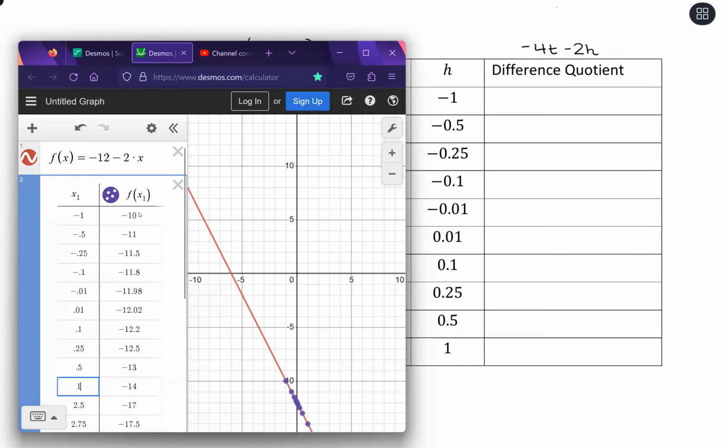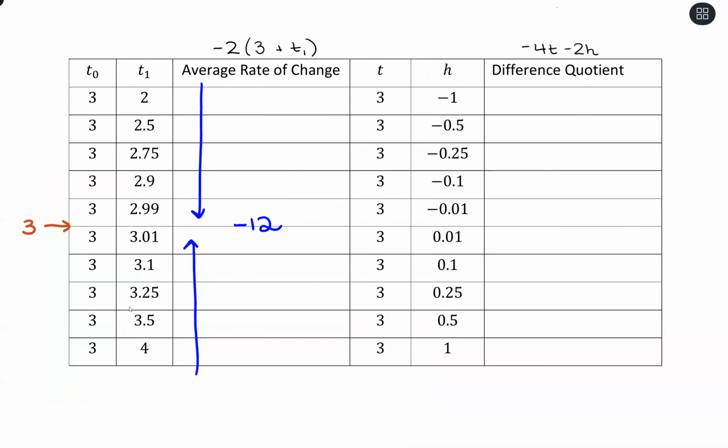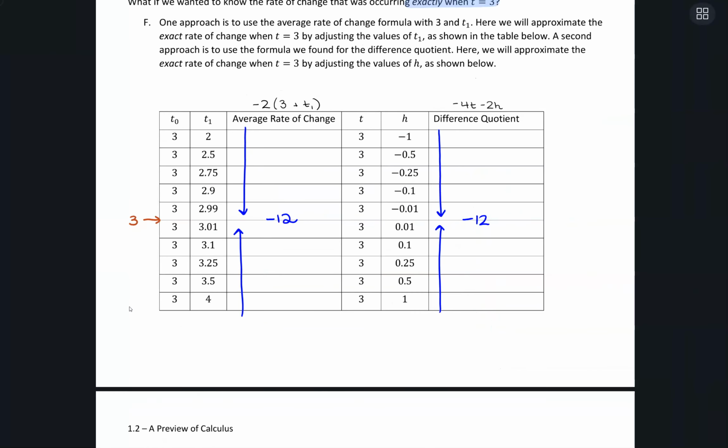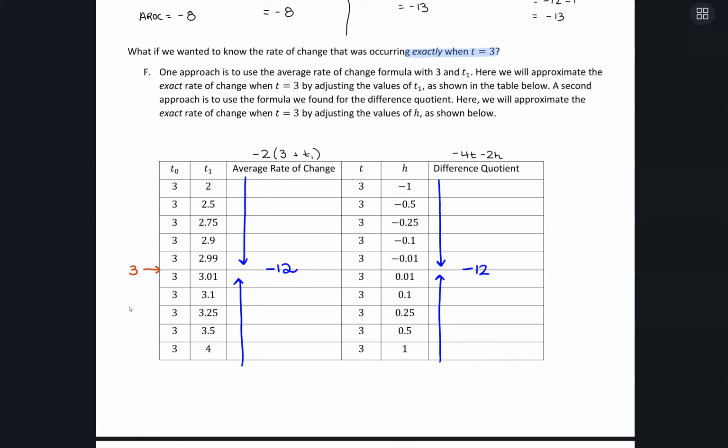Okay, so in this table right here, what I'm seeing, we're starting at -10, and we're getting closer and closer to -12, and then we jump to a little below -12, just like the other table. These tables are exactly the same, and it's because we are calculating the same thing, just with different forms. So what the table is doing by analyzing this average rate of change or this difference quotient with these smaller and smaller intervals, what we're doing is getting a glimpse at what kind of change is happening at exactly 3.